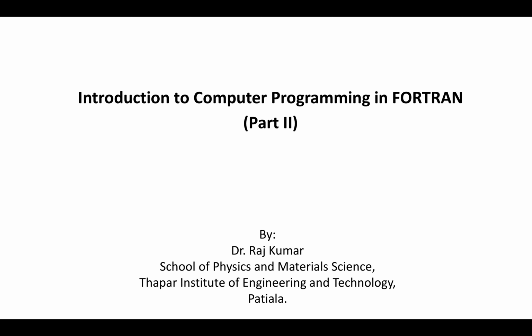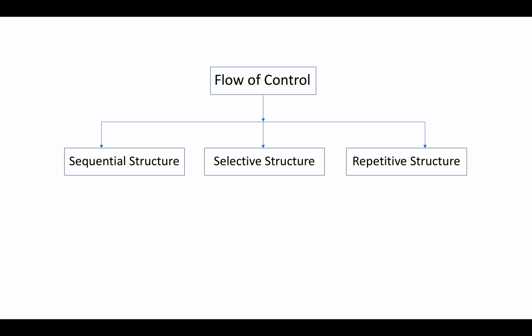This video is in continuation with the previous one in which we studied Introduction to Computer Programming in Fortran. So in continuation to that video, in this video we will learn about flow of control in a Fortran program. Flow of control in a program is of three types: sequential, selective, and repetitive structure.